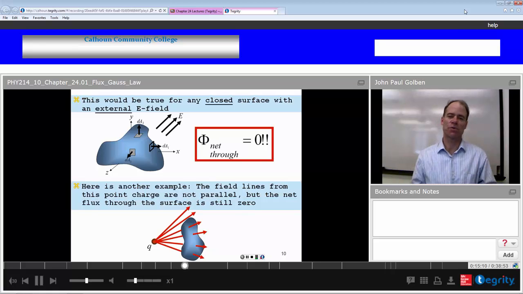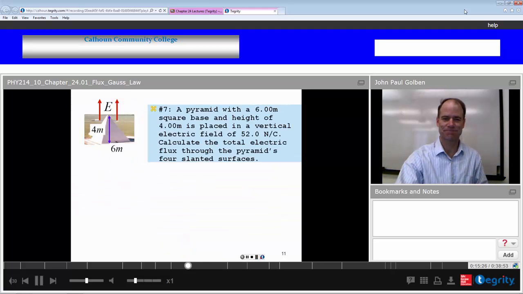So up to this point in this lecture, pretty much what I've taught you is 0, nada, nothing, because the net flux is 0. But we still have learned something, hopefully. We've learned enough to try a problem.